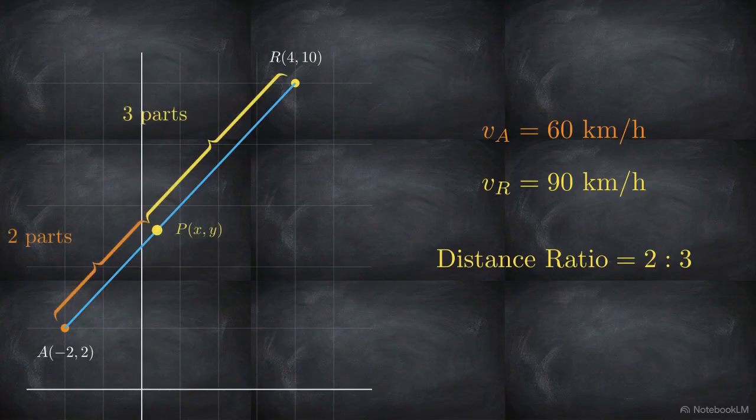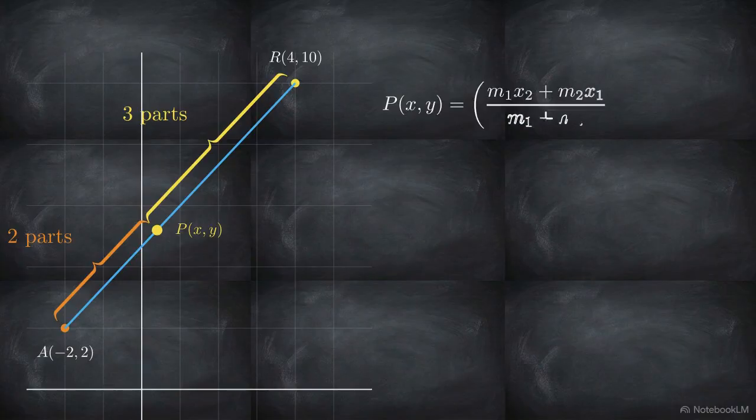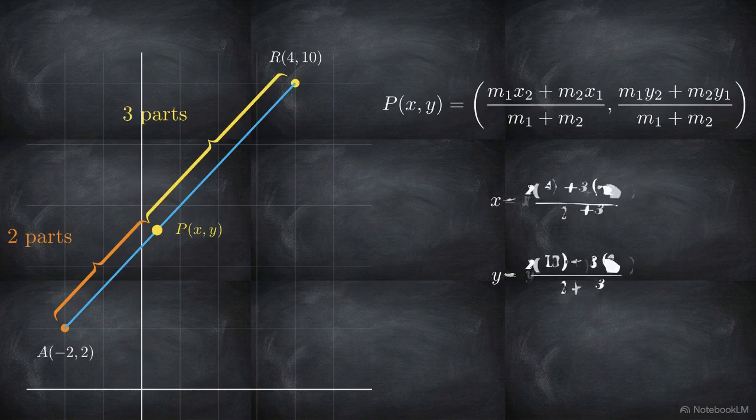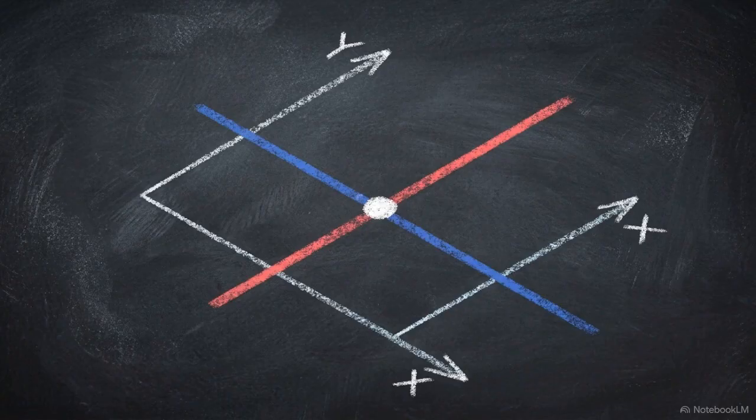To solve this geometrically, we use the section formula. By plugging our 2 to 3 ratio into the starting coordinates, we calculate the exact point of intersection at 0.4, 5.2. The section formula works by applying that 2 to 3 ratio to the x-coordinates and the y-coordinates entirely independently, triangulating the exact physical location.